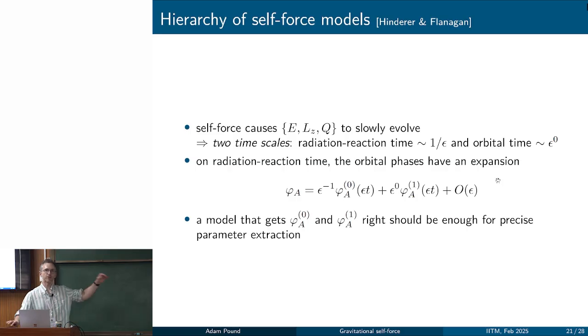So that's what I just said. If you wait a time of order 1 over epsilon, you're accumulating a phase of order 1 over epsilon. So the phase is accumulating roughly linearly with time. So the longer you wait, the more phase. Okay, so we expect these two orders are good enough.